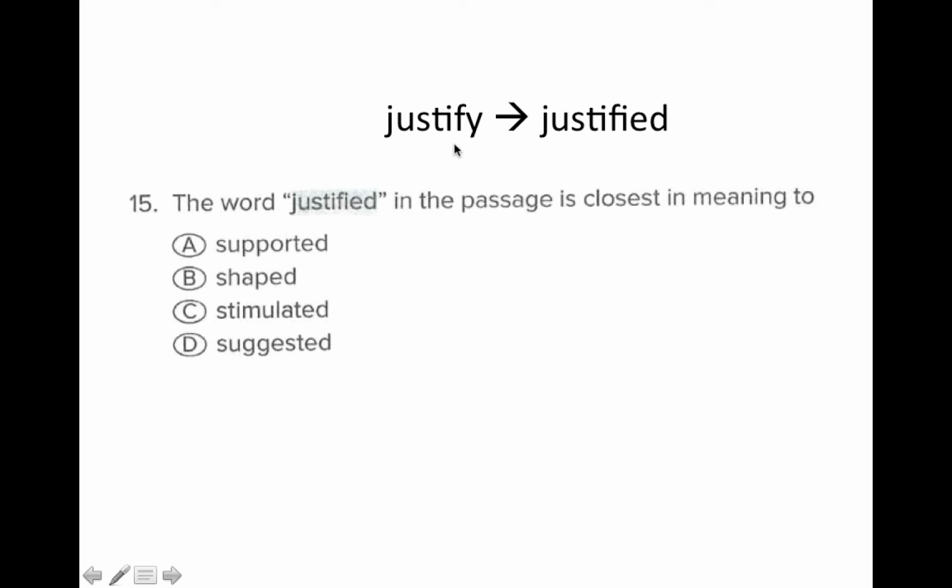So to justify something is most related in meaning to support something. We talk about justifying your answer when you're writing an essay. In that case, we're talking about supporting your answer when you're writing an essay.